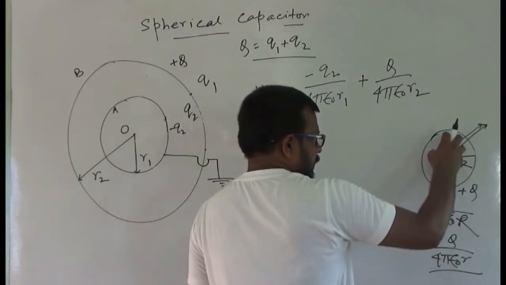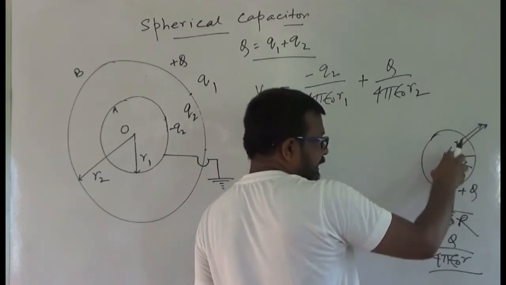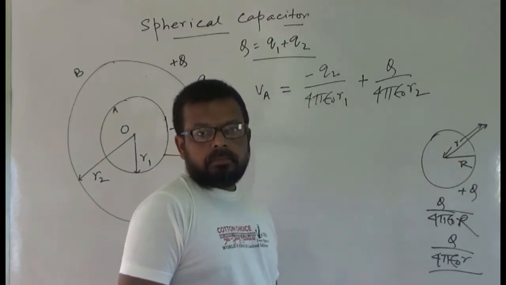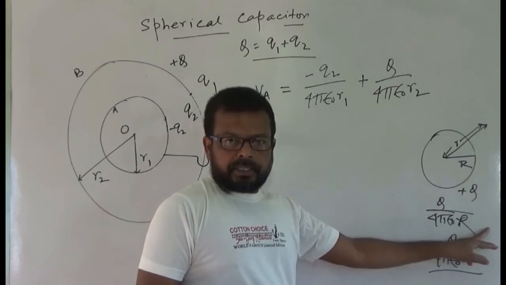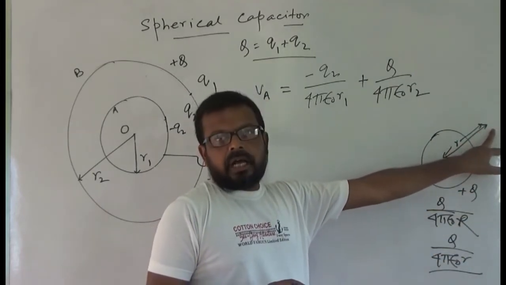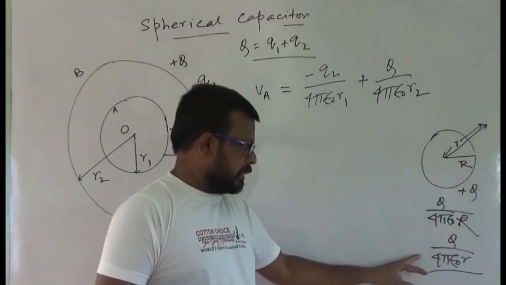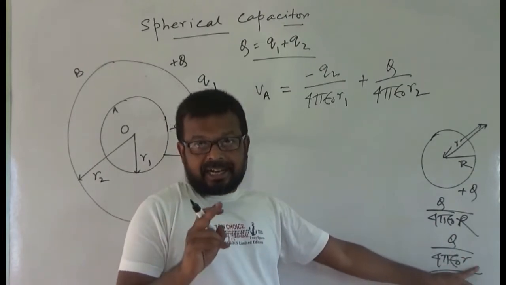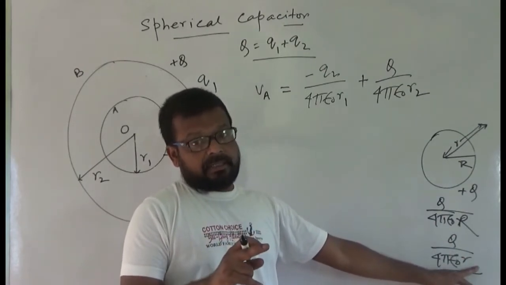That means each and every point inside the sphere has this fixed potential, but in the outer region of the sphere, the potential is Q by 4 pi epsilon naught R, where R is the distance from the center of the sphere.